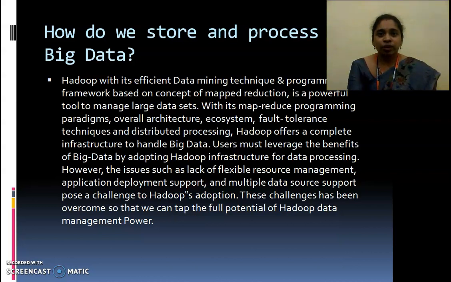So the solution for big data is Hadoop. Hadoop is nothing but a framework where it can store the data, process the data, analyze the data, and generate reports for the customers. So Hadoop is the best solution to handle big data.